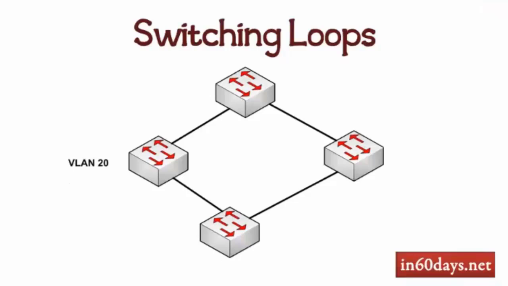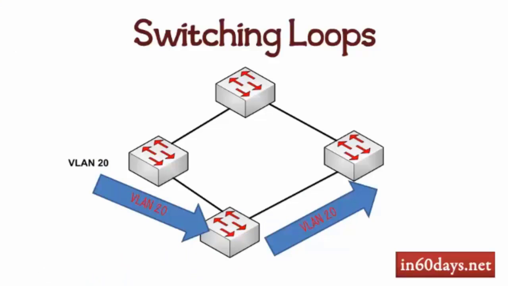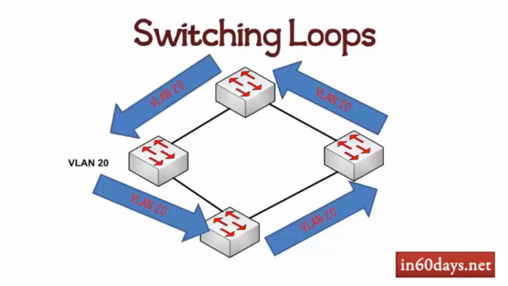Here's a rough and ready example of how a switching loop happens. Information for a VLAN is sent around the network, and as we know, the information is shared between switches. Unfortunately, the information can come back to the switch which originated the traffic, and at that point the switch becomes confused and thinks that the VLAN is actually connected to another switch.